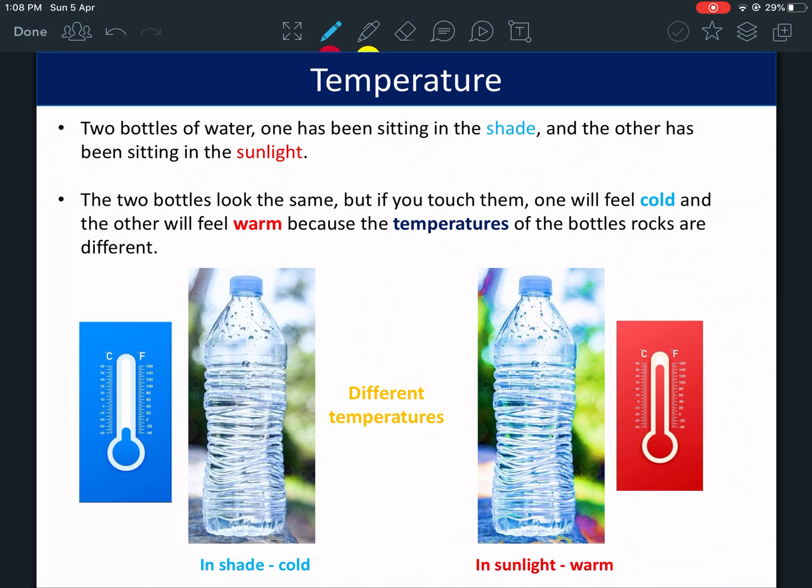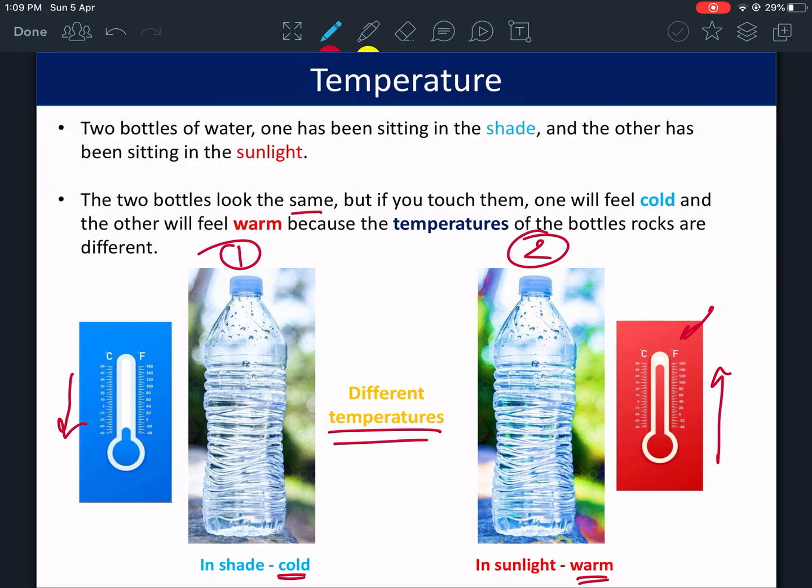Temperature, okay, is related to kinetic energy. We're going to see how here. But first, we have these two bottles of water. You have bottle number 1, and then you have bottle number 2. Bottle number 1 has been sitting in the shade, and it's kind of colder. Bottle number 2 has been sitting in the sun, and it's kind of warmer. The temperature in this bottle is higher. You can see this thermometer here, and the temperature in this bottle is lower. So they have different temperatures, okay?